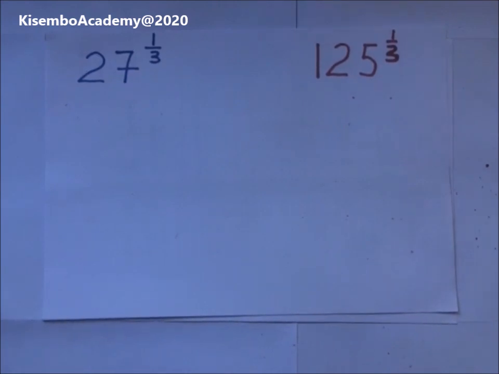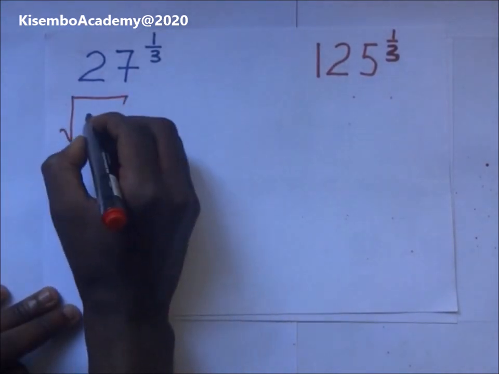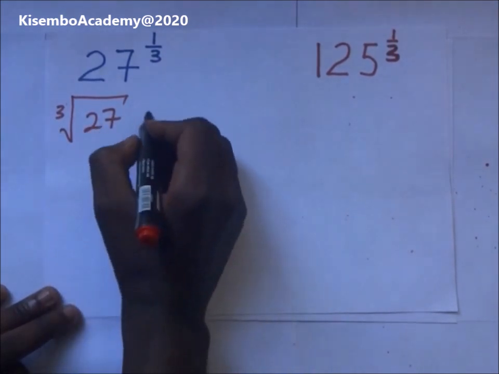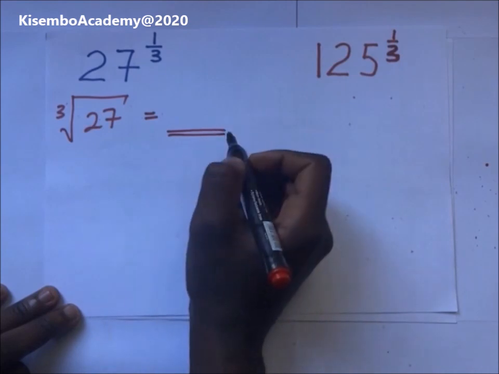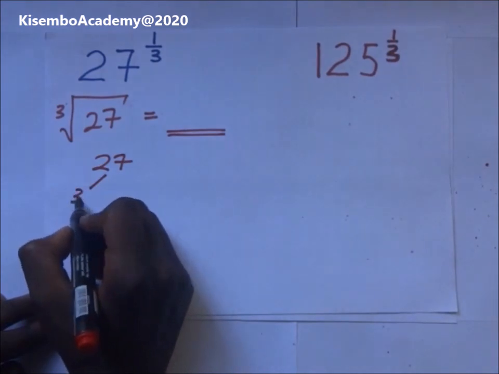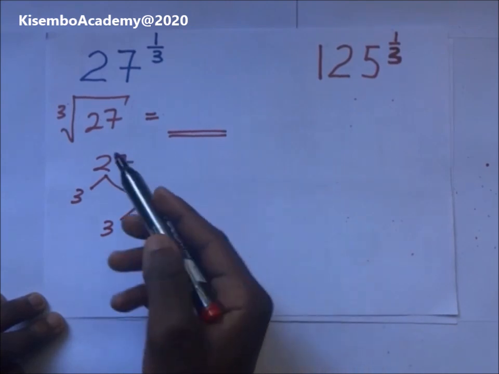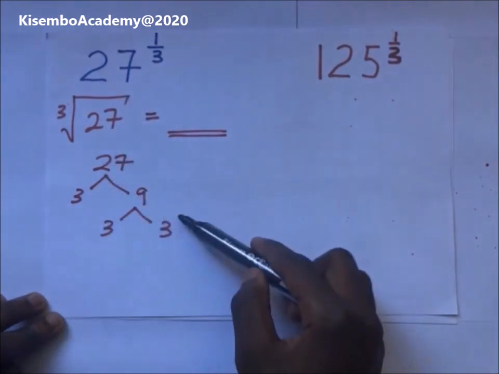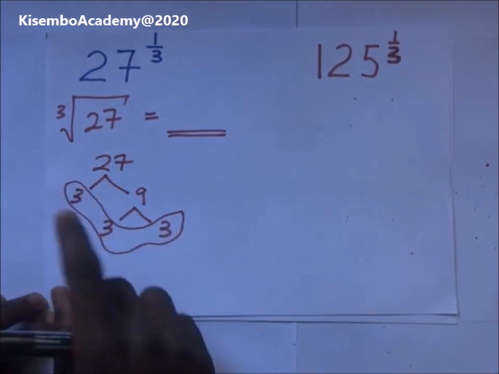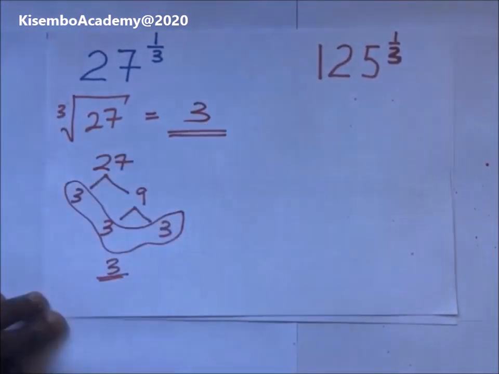27 to the power a third means it's going to be the third root of 27. So how do you get the third root of 27? You can either punch it in your calculator and you get your answer direct, or you can get it by calculating. Now 27 here, you prime factorize by 3, you have 9. By 3, you have 3. And since you're looking for the third root of 27, it means you're going to group these numbers in groups of 3's. And in each group you pick one number. So here we shall pick one number, which is 3. So meaning the third root of 27 is 3.